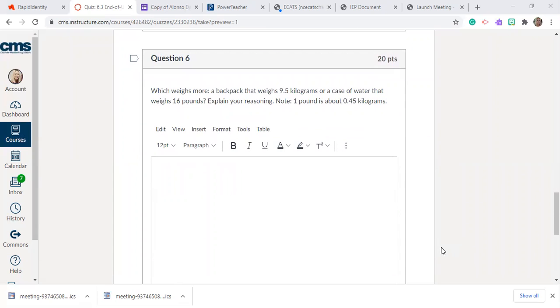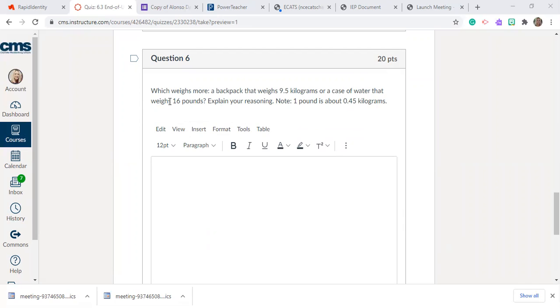Question number 6. Which weighs more, a backpack that weighs 9.5 kilograms or a case of water that weighs 16 pounds? Again, I'm going to tell you to go ahead and make a double number line where we have kilograms and pounds. And then you're going to put this information on it as well. Note that 1 pound equals 0.45 kilograms.